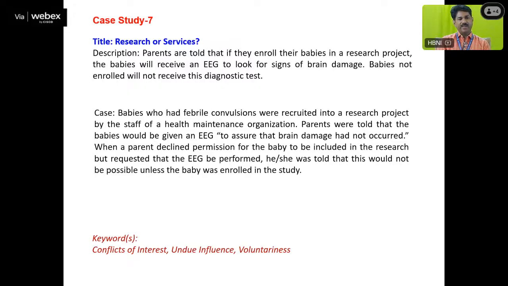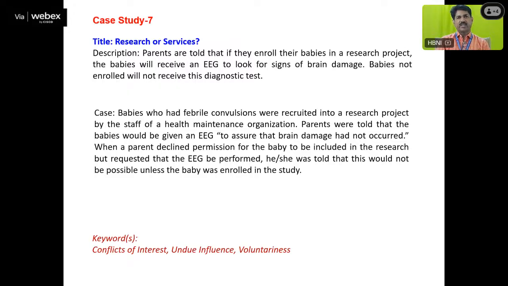The case is that babies who had febrile convulsions were recruited into a research project by the staff of a health maintenance organization. The parents were told that the babies would be given an EEG, a diagnostic procedure, to assure that brain damage has not occurred. When a parent declined permission for the baby to be included in the research but requested that the EEG test be performed, the parent was told that this would not be possible unless the baby was enrolled in the study.